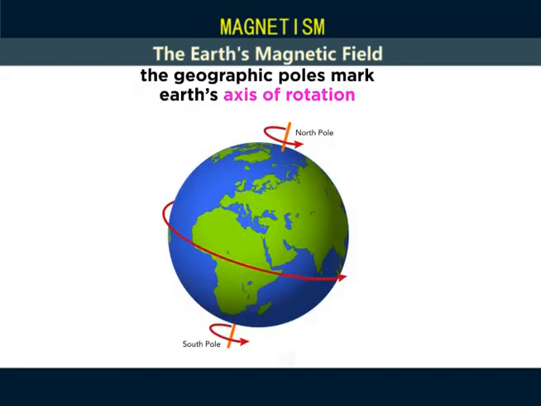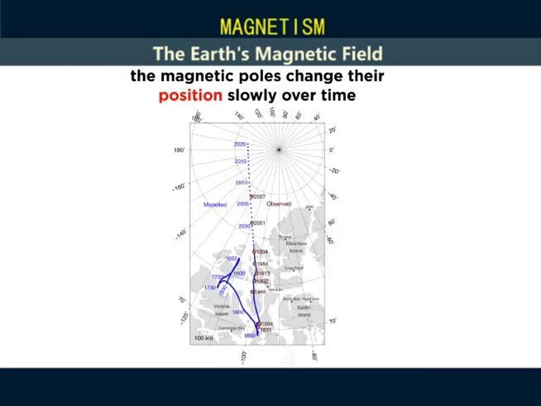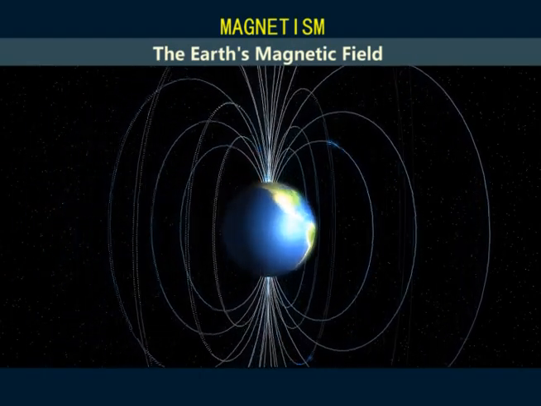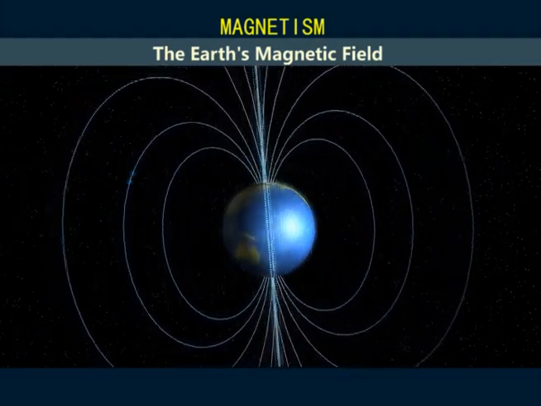The geographic poles mark the Earth's axis of rotation, but the magnetic force exists because of the way atoms are distributed in the Earth's iron core. The magnetic poles actually change their position slightly over thousands of years as materials in the core change position. There is so much magnetized material in the Earth's core that the magnetic field generated is absolutely immense, stretching out into space.